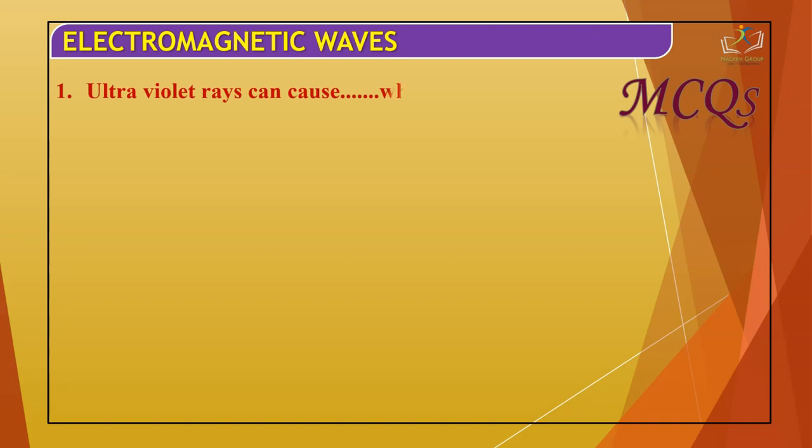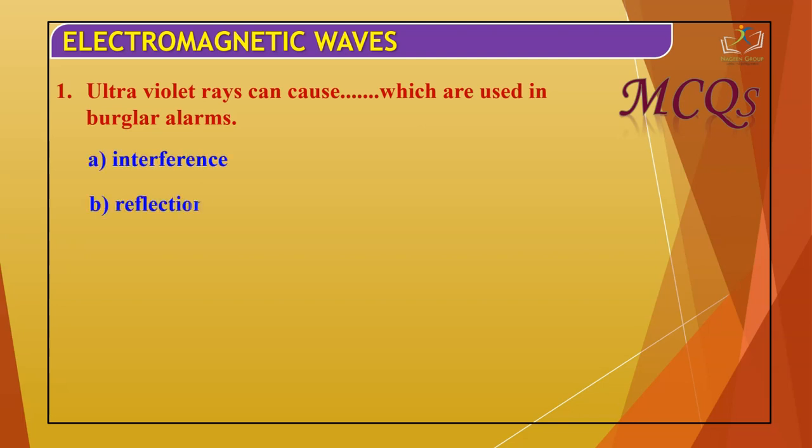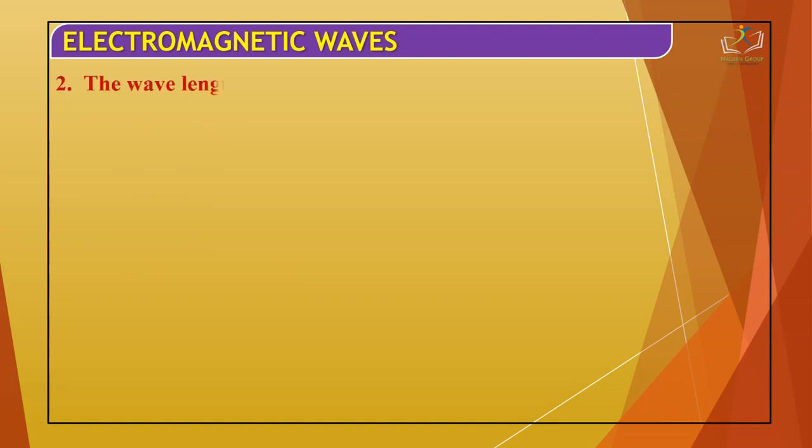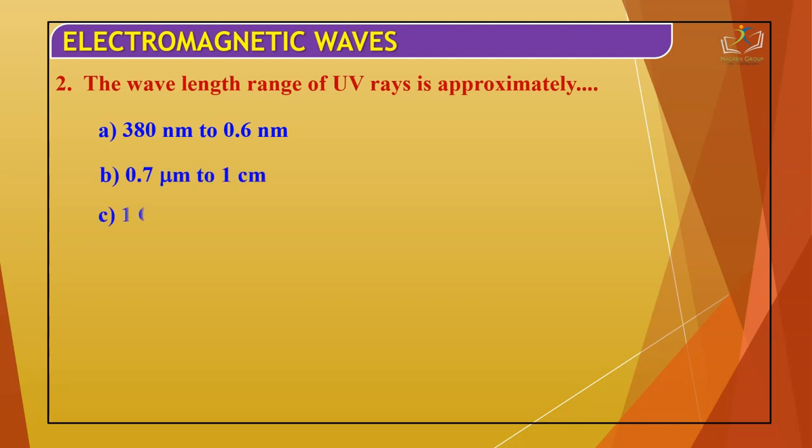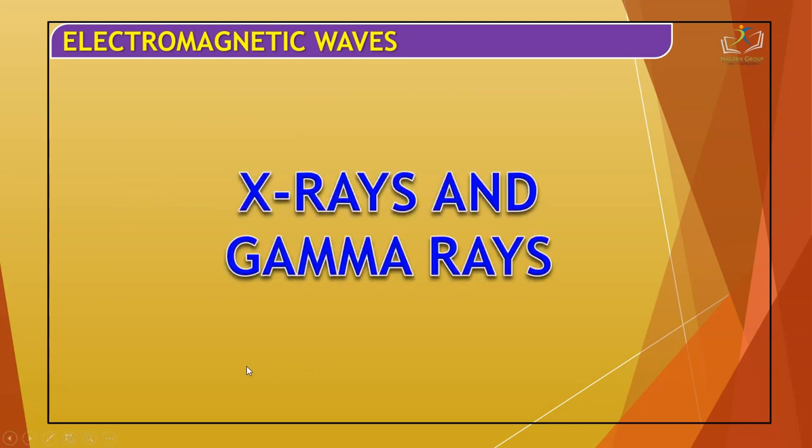Now the question, sir: ultraviolet rays can cause which effect, used in burglar alarms? Interference, reflection, refraction, or photoelectric effect. So the answer is photoelectric effect. The wavelength range of UV rays is approximately 380 nanometer to 0.6 nanometer, 0.7 micrometer to 1 centimeter, or 1 gigahertz to 30 gigahertz, none of these. The answer is 380 to 0.6 nanometer.